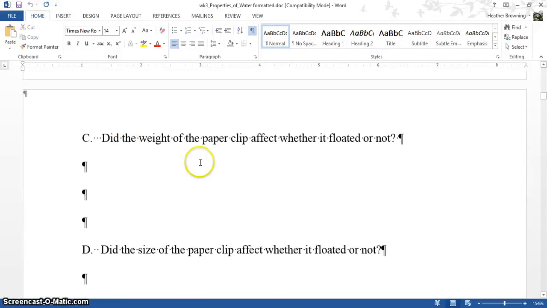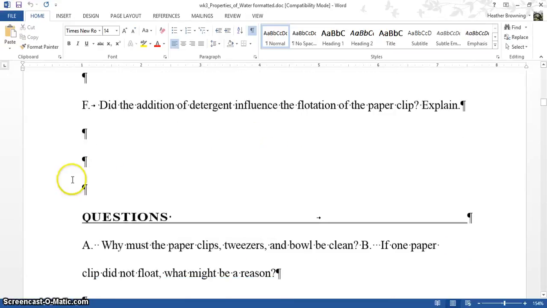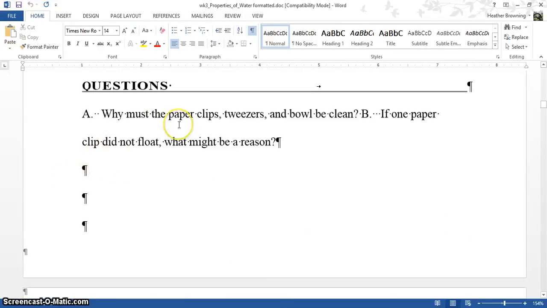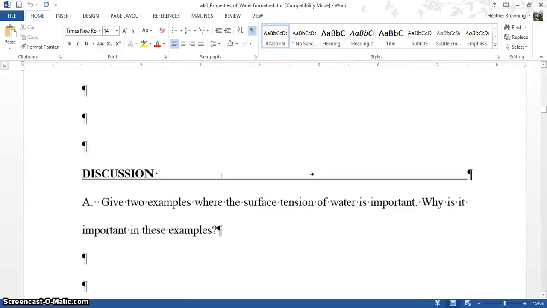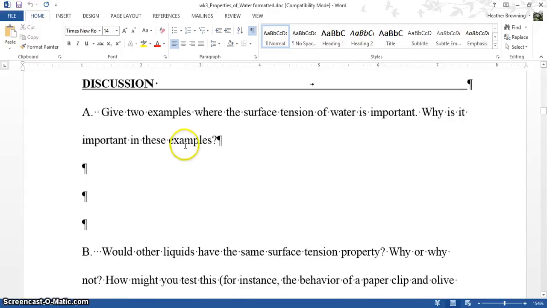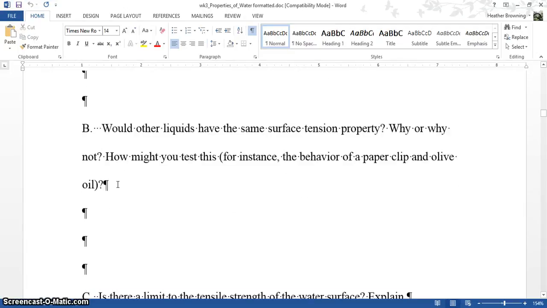Okay, then we have, does the weight affect it, does the size affect it, does the shape affect it, does detergent affect it? So then we talk about why you need everything to be clean, and was your hypothesis refuted or supported. That should be pretty logical, right? Not too scary. Give 2 examples of surface tension of water when it's important. If you need to, this is a good place to use in-text citations and an outside resource, or if you think of off the top of your head, that's fine too.